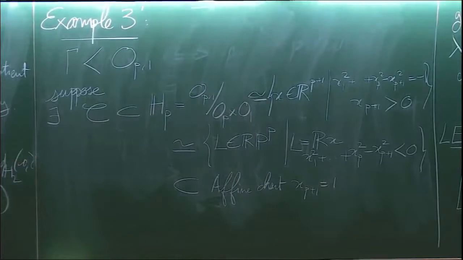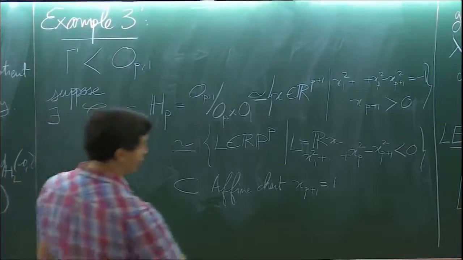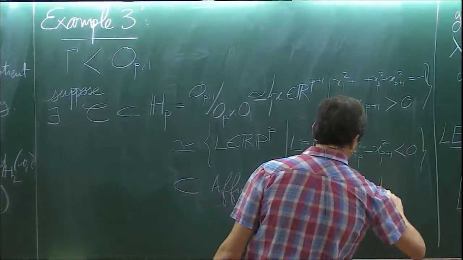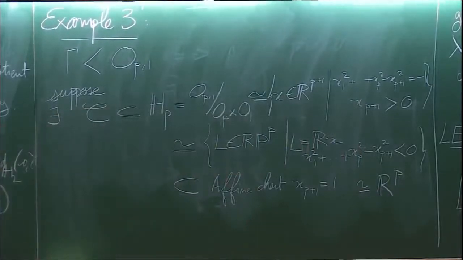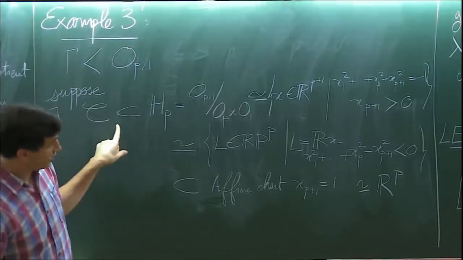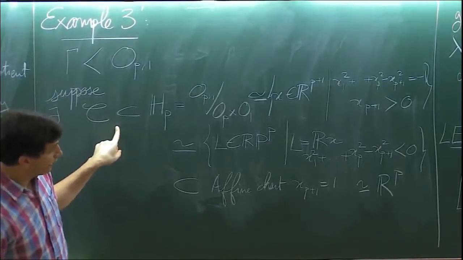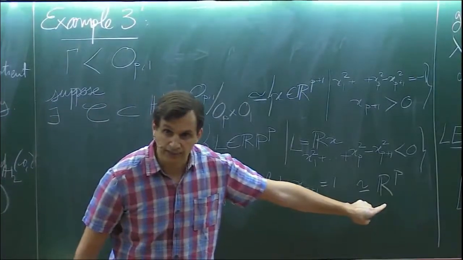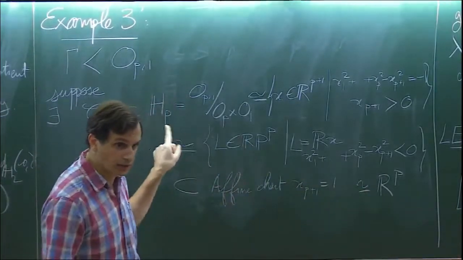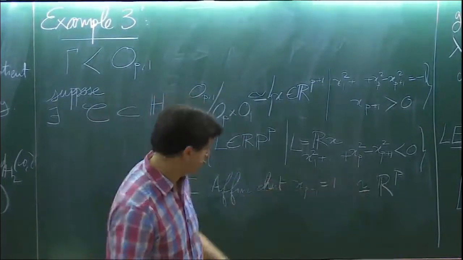In this affine chart, it is the ball centered at 0 and of radius 1. So this is identified with a vector space, R^p. For me this identification is useful, because it enables me to say that C is convex. I will mean that in this affine chart, C is convex.